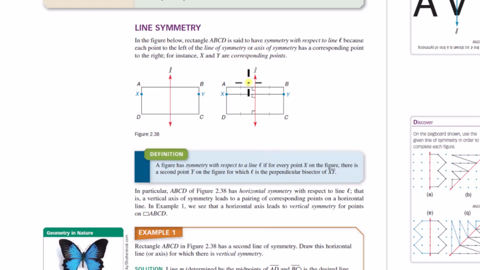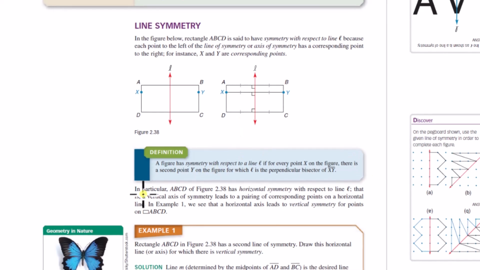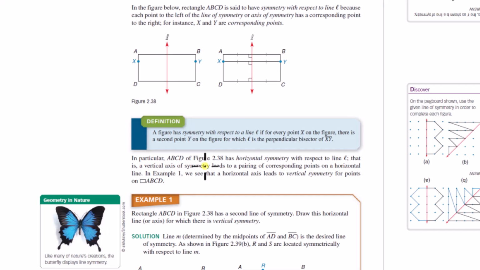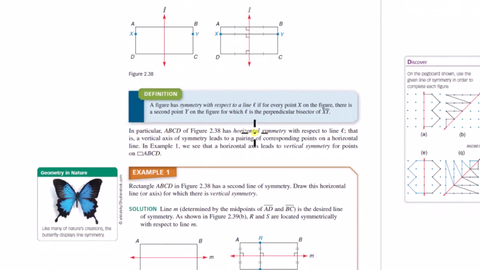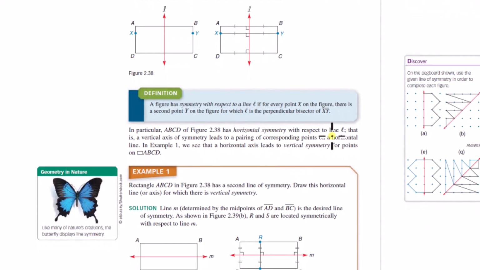And if it's the case that every single point in the entire figure has a corresponding point, then you can state officially that that line is a line of symmetry or an axis of symmetry for the figure. All right. So now in particular, ABCD of figure 2.38 has horizontal symmetry with respect to line L.